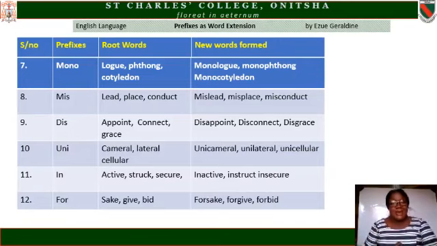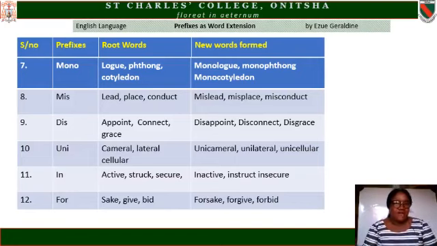Place, misplace; conduct, misconduct. Then we have other prefixes like this, and if I add dis to appoint, connect, grace, we have other words like disappoint, disconnect, disgrace.